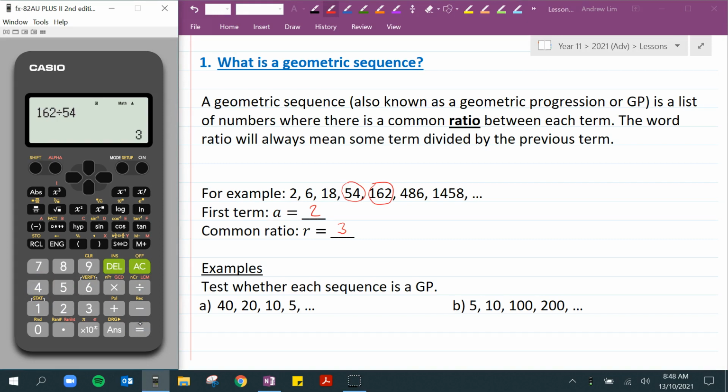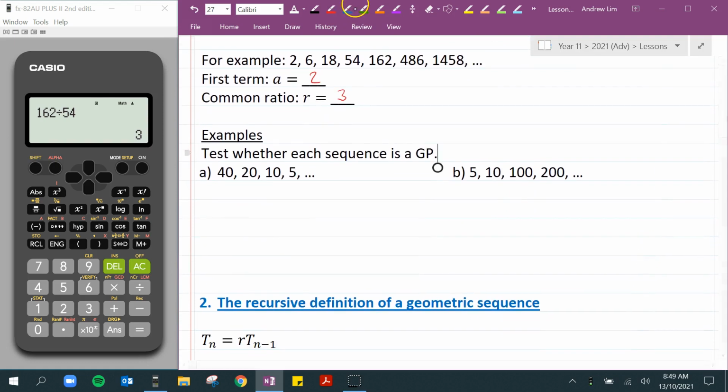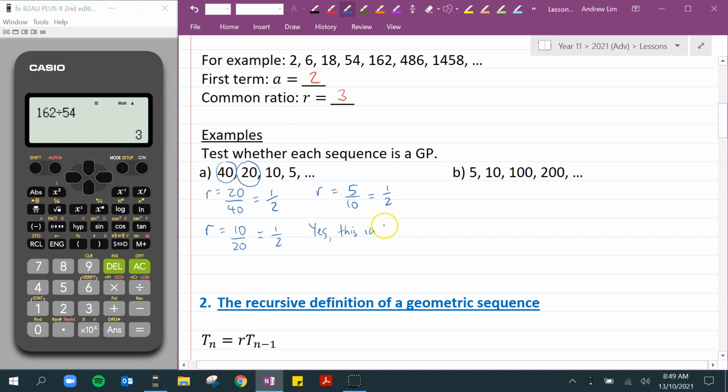Now for it to be a GP, every single term needs to follow this common ratio. Alright, so let's test whether each sequence is a GP. For question A, I need to take a term and divide it by the previous term. 20 divided by 40, that's half. Well, let's do the next one. 10 divided by 20, that's also half. 5 divided by 10, that's also half. So I'm going to say, yes, this is a GP.